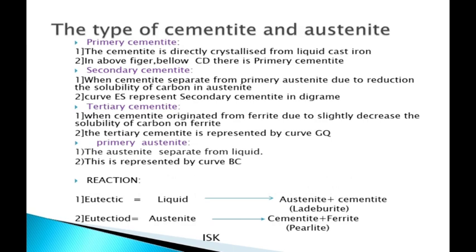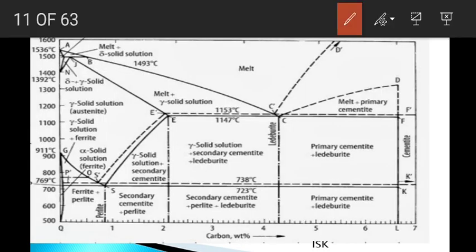Now we learn what is meant by primary austenite. The austenite that separates from the liquid is nothing but primary austenite, and this is represented by BC. Below the BC there is melt and gamma solid solution present. The gamma solid solution is nothing but primary austenite.